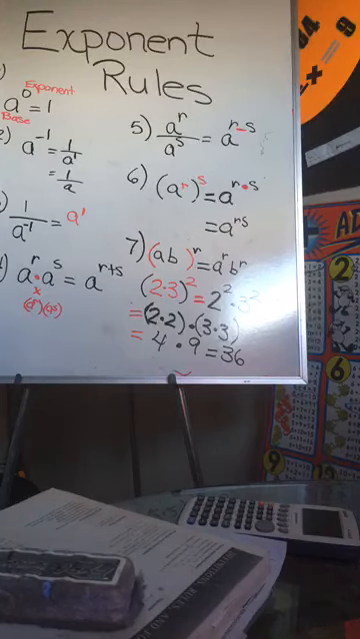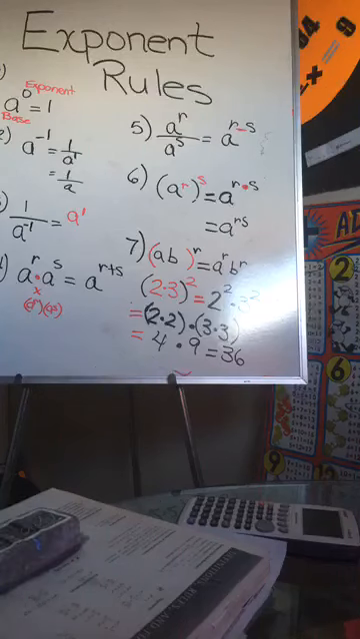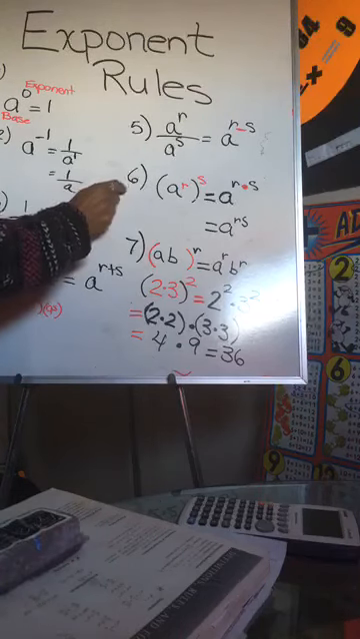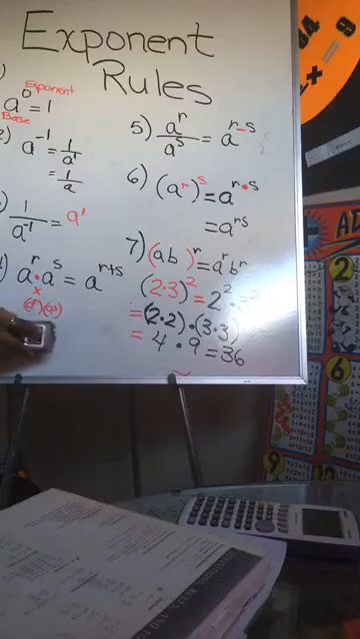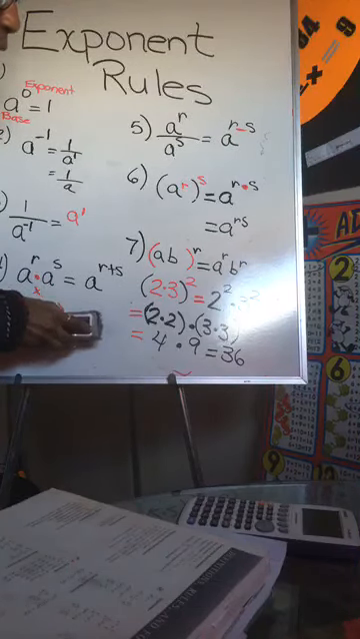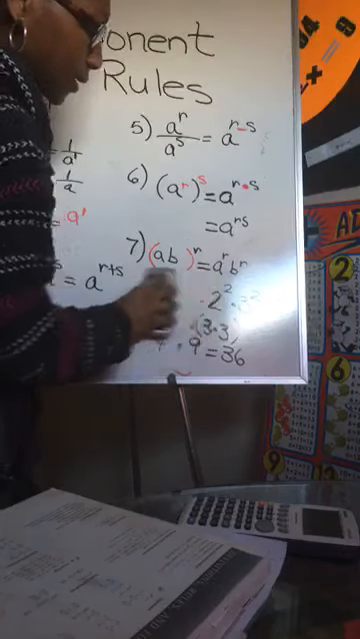I am reviewing the exponent rules. All right, we have 2 more to go. So that was rule number 7. So let me erase this. I hope you're taking notes, or you can replay it and review it over and over again. All right, so I'm going to erase this.